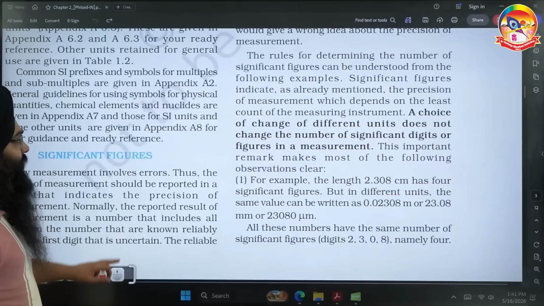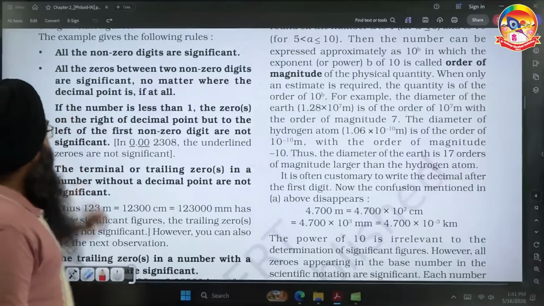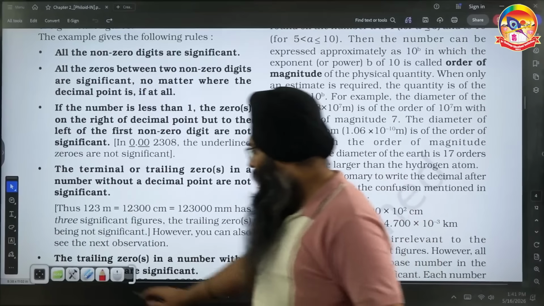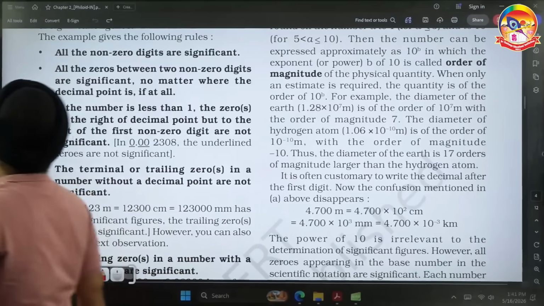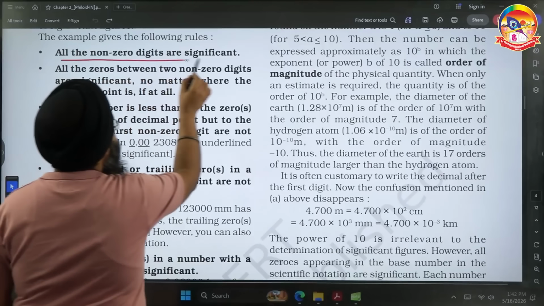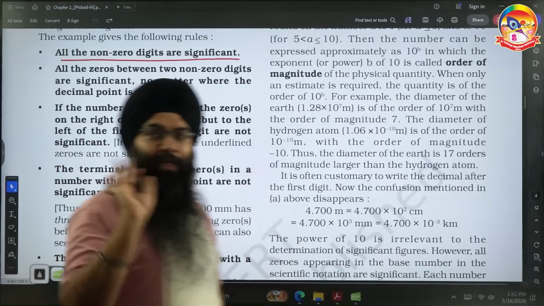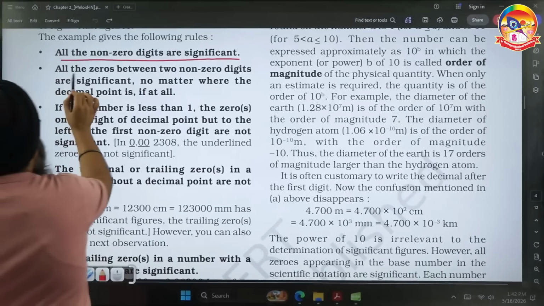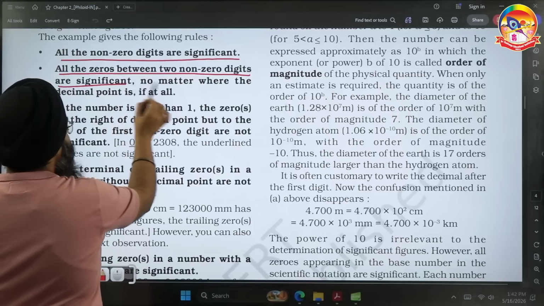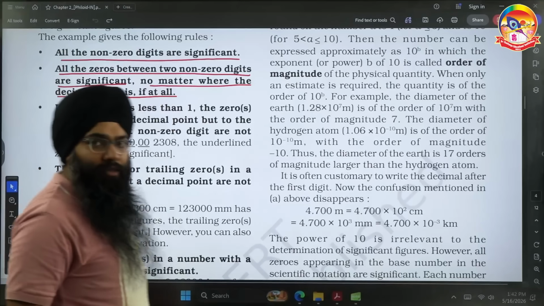Let's move forward. Now let me tell you all the important rules regarding significant figures given in NCERT. Very important, please understand carefully. The first rule is that all the non-zero digits are significant. Whatever non-zero digits you get, they will always be significant. Second rule: all the zeros between two non-zero digits are significant, no matter where the decimal point is, if at all. What are they saying?